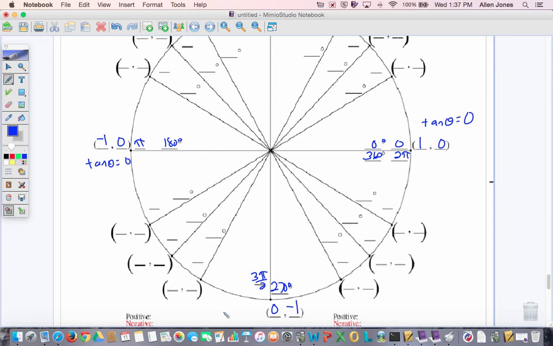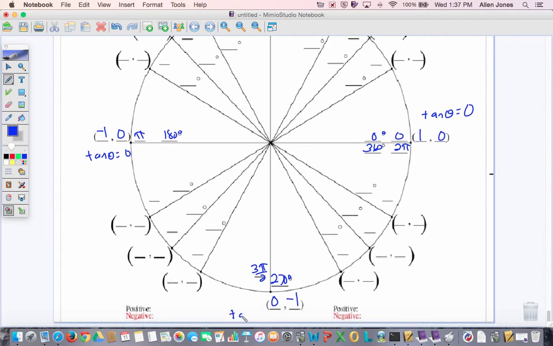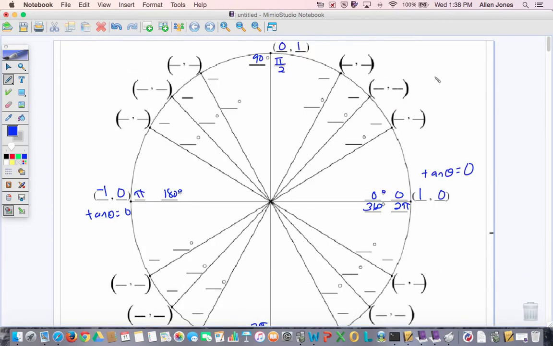We'll start here at the bottom. Here tangent, I'm going to slide down a little bit farther, see if I can squeeze it in down here at the bottom. Tangent is y over x, negative 1 over 0, or tangent is undefined at 270. And as we move up here, tangent is also undefined at 90 degrees. So there's our start. Let's go back here and let's say we'll start out with our 30-degree angle.